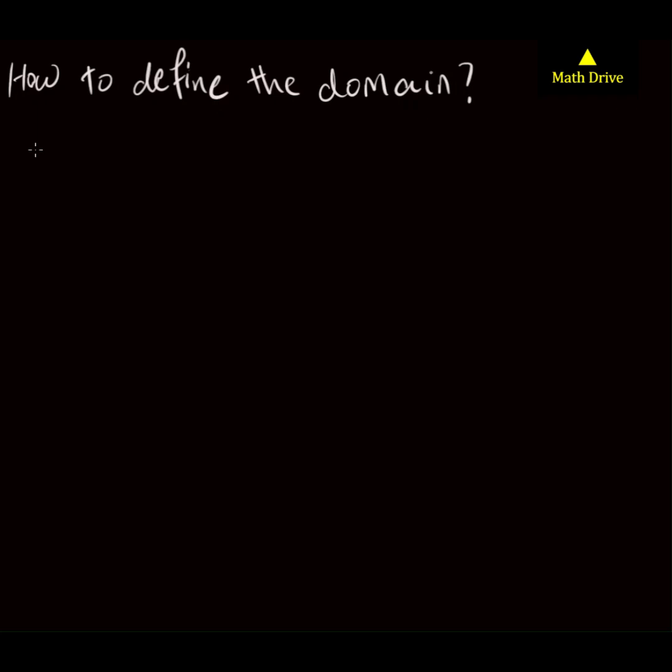Hello! In this video, I'm going to discuss a series of examples of how to define the domain of a given function. Example number 1. Suppose that f is a function from R to R and it is defined as x times square root of x minus 2.